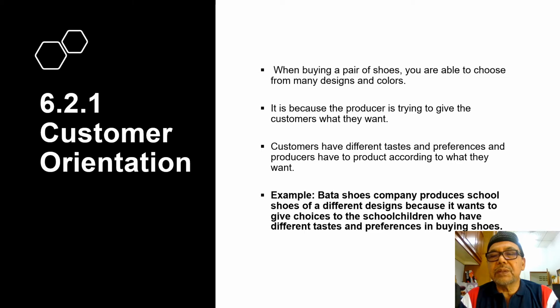It is because the producer is trying to give the customer what they want. I already explained it. Customers have different tastes and preferences, and producers make the product according to what they want. Example, Bata shoes. I think everybody knows about Bata shoes. Used to be popular for school children's shoes. Bata shoes company produces school shoes of different designs because it wants to give choice to the school children who have different tastes and preferences in buying shoes.